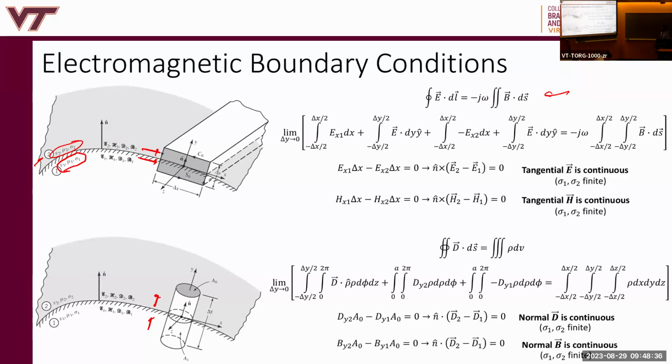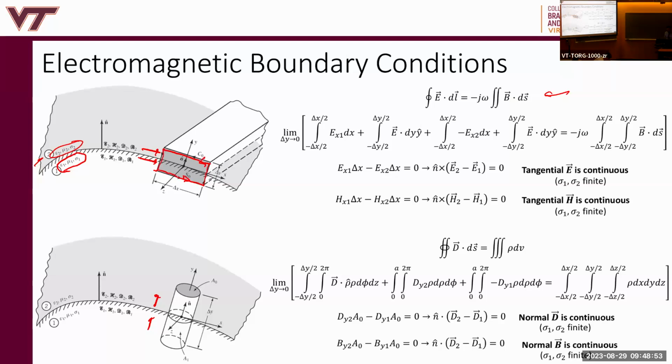Faraday's law in integral form. The closed integral of E dot dl is equal to negative j omega times the integration of B dot ds. And you'll see why we're doing that. And we're going to use this construction here. So we have this path. There's one leg that way, that way, that way, then that way. All right. And they go this way.